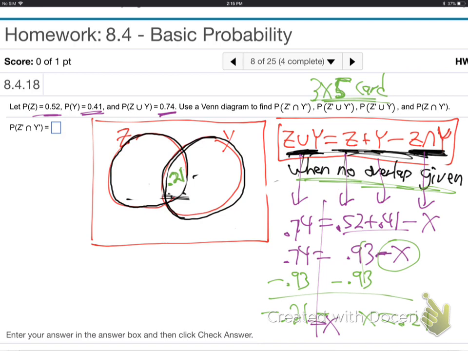Now we can do the rest. Can you do the rest of the problem? So find the rest of Z and Y and the outside and see if you can finish it up. And then answer the first question. So first finish the Venn diagram. Get the other three sections of the Venn.